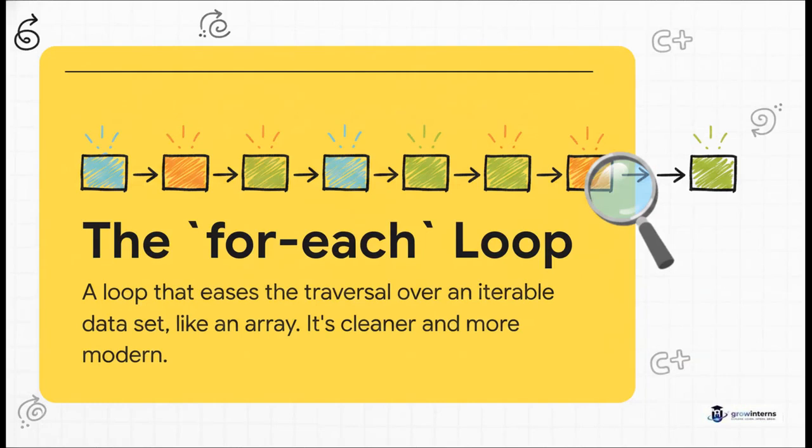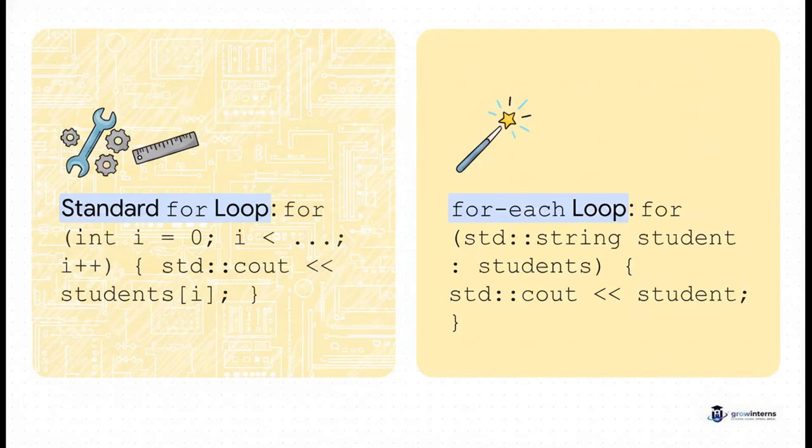But hold on, it gets even better. For those times when all you need to do is go through every single item from start to finish, C++ has an even cleaner, more modern way to do it. It's called the for-each loop, and it's designed to make your life a whole lot easier. Just look at the difference here. On the left is our awesome, robust for loop. It's great, but you have to admit, there's a bit of setup involved.